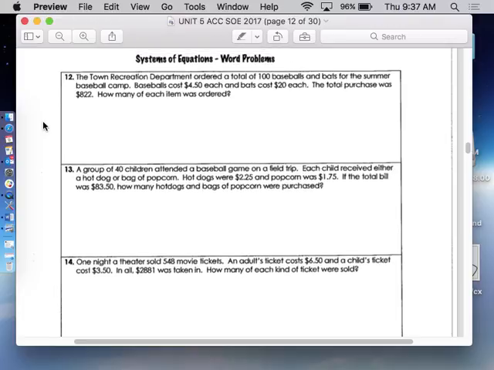This video will start you off with solving word problems using systems of equations. The basic problem type, I like to think of it as a quantity value problem. One equation represents the quantity, or how many you have, and the next equation attaches value to what was just described. So in a problem like number 12, we have 100 baseballs and bats.